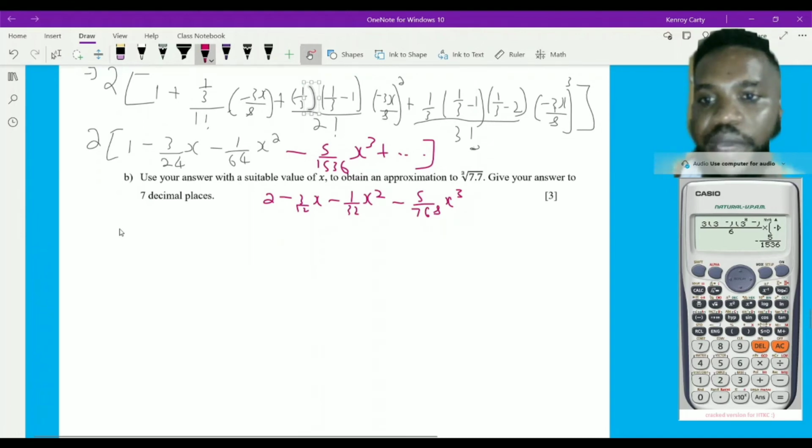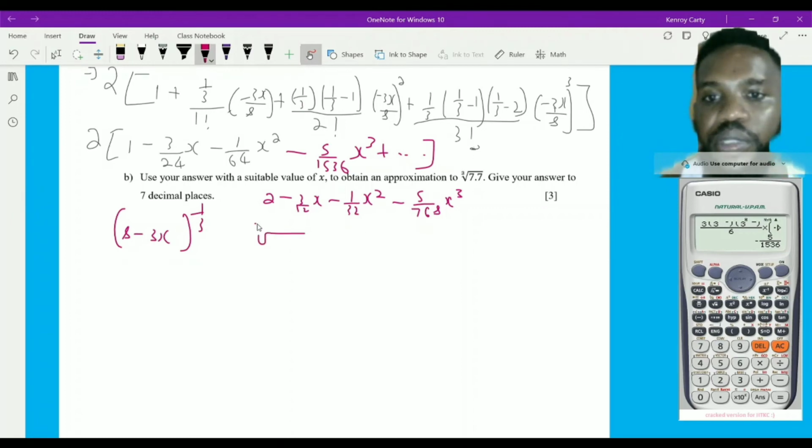I'm going to go back to my expression up here, which was the cube root of 8 minus 3x. I'm not even going to use a cube root. Let me use it to the 1/3 power, just as how they gave it to me, to the 1/3. Here we have the cube root of 7.7, which can be written as 7.7 raised to the 1/3.